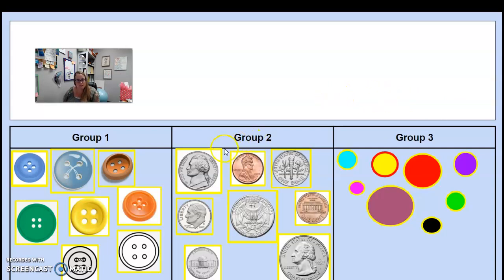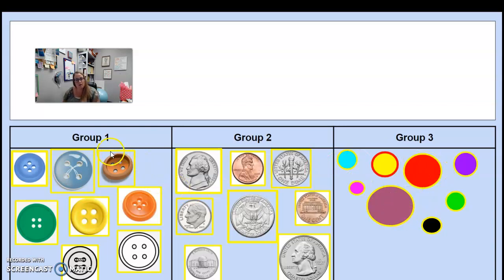So let's look at these. What do we notice? So these all have holes. They're all different colors, and that's okay. These are different colors, and some of them have faces, and some of them just have pictures. So this one has a building, this one has a building, this one has an eagle, this one has a torch and some plants, and these are all just solid colors.